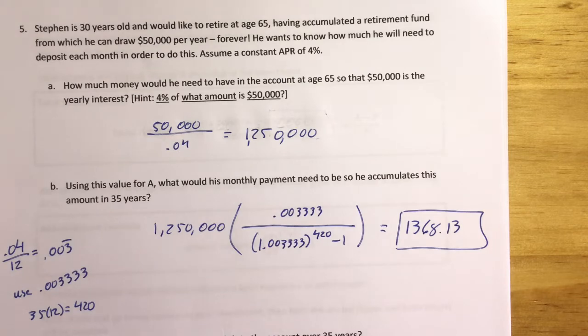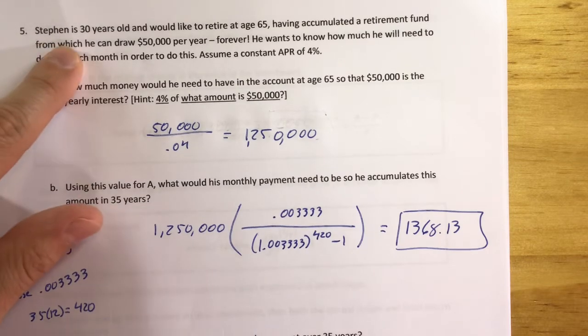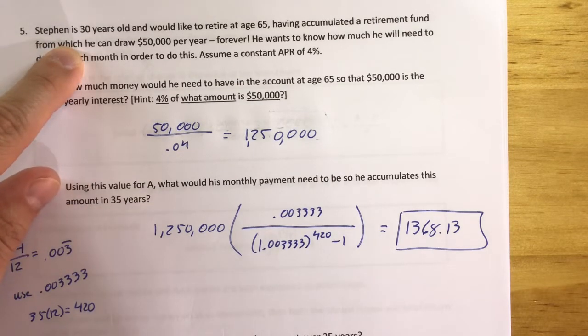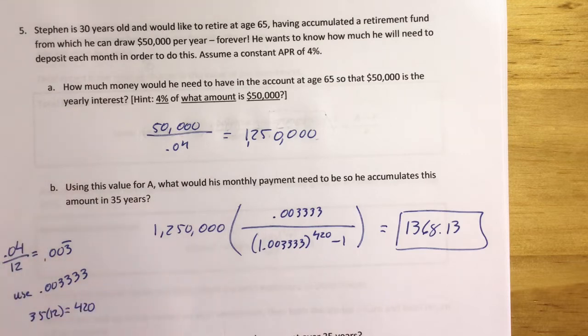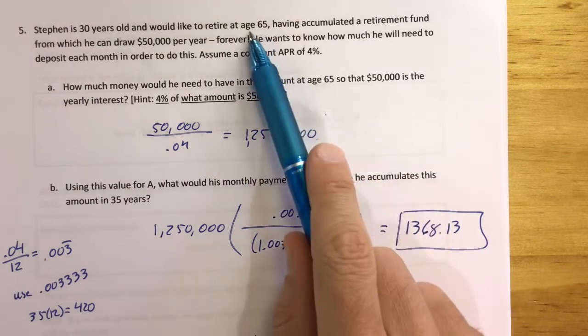All right, so 5, it's a neat problem. It's a bit complicated because of the number of steps that you got to go through here, but it's a really neat idea, like how this guy is going to plan for his retirement. Okay, so what Stephen wants to be able to do is retire when he's 65.